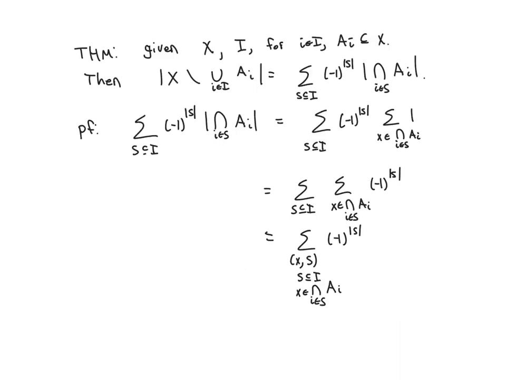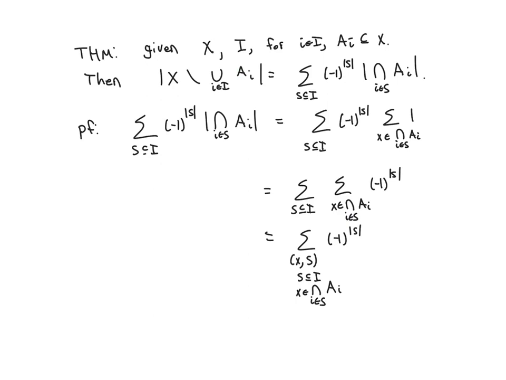So recall the theorem: you're given a finite set X, another finite set I, and for each little element i in I, we have a subset A_i of X. The way to think about it, and the terminology I'm going to use for the proof: X is the set of students, I is the set of clubs. And given a club, A_i is the subset of students that are in that club. And so we're counting the number of students that are in no clubs.